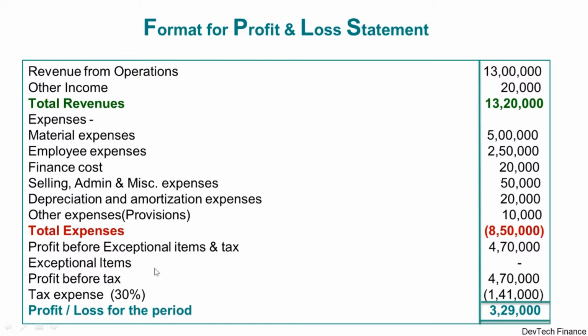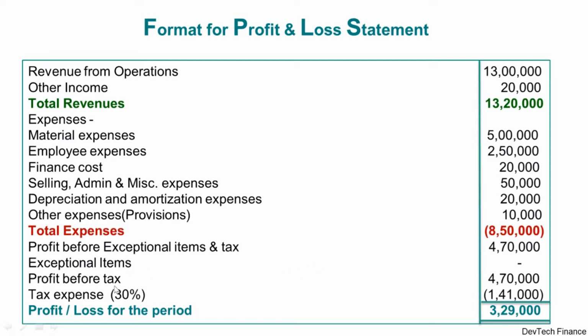So what could be the exceptional items? Exceptional items could be any loss due to theft or damage, anything which is unexpected, which the company or business was not ready for. Any such expense, any bad debts or something, is treated as exceptional items. Here we have not taken any figure into consideration, just assuming that no exceptional items happened.